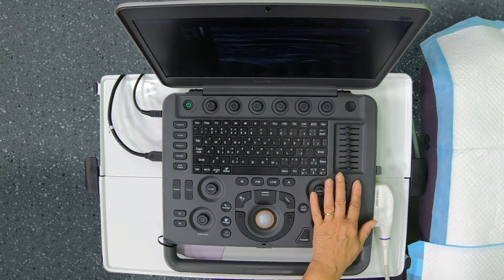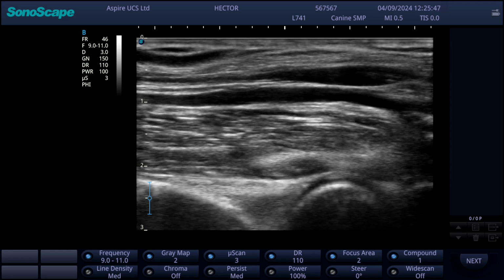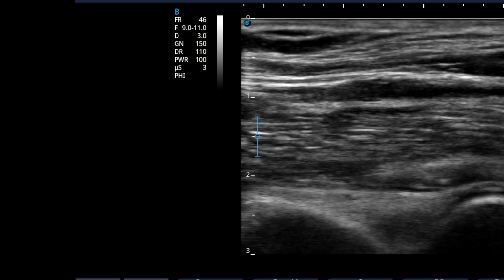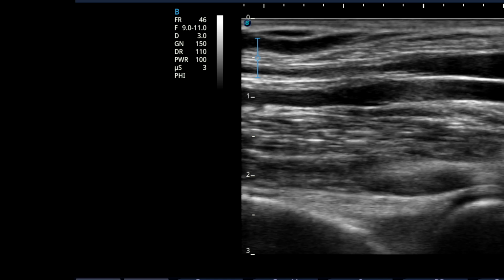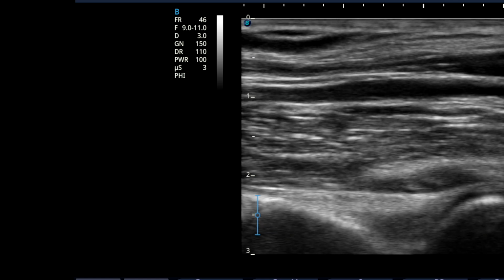The function of the focus is to effectively narrow the beam width from side to side across the screen at a chosen depth, and this takes place using electronic beam steering. Having the scan lines closer together improves the resolution or ability to perceive detail in the direction across the screen, also known as lateral resolution.